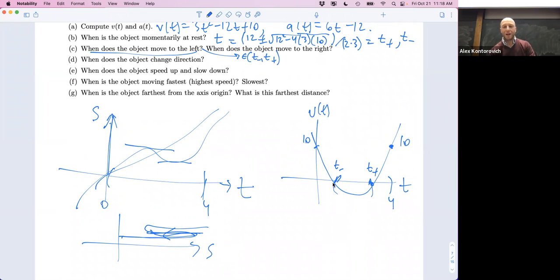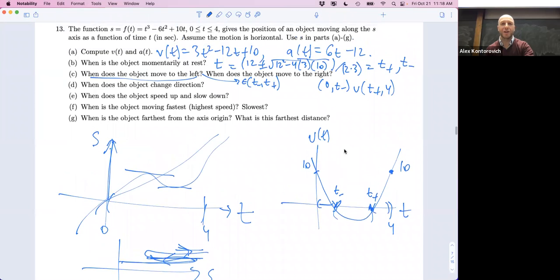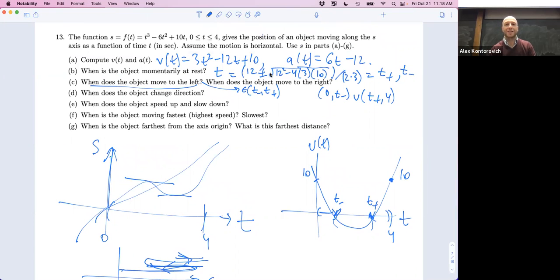When does it move to the right? It moves to the right when the velocity is positive. When the velocity is positive, s is increasing, so I'm moving to the right. And so that is 0 up to t minus, that's this range, union t plus up to 4. That's the rest of the time. And now let's be a little careful with our brackets. So moving to the left, at 0 and at 4, at t plus and t minus, it's stationary. So I wouldn't say it's moving to the right or left. So I would use open brackets here. Okay. Any questions on that? Does that make sense? Okay.